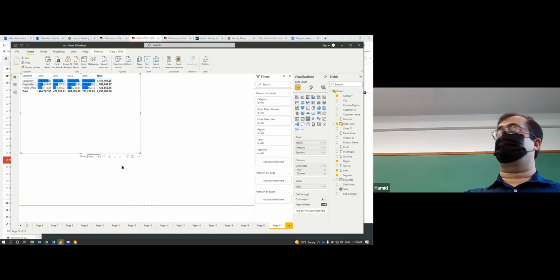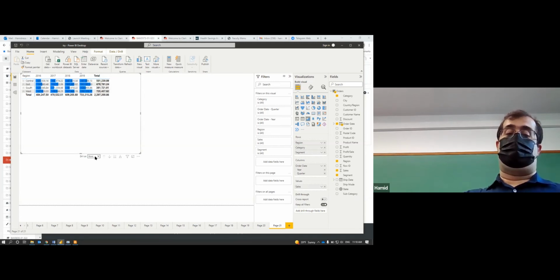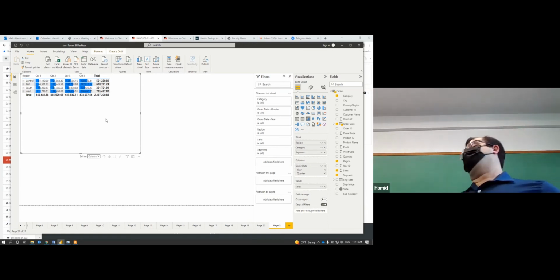If I want to drill on columns, I can go back and then drill on columns. The first level is year, then quarter. So here I click on next. The blue bar refers to the magnitude of your sales. On rows we are at the region level, and on columns we are at the quarter level.